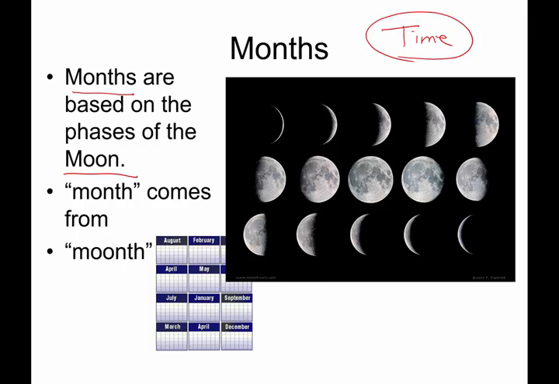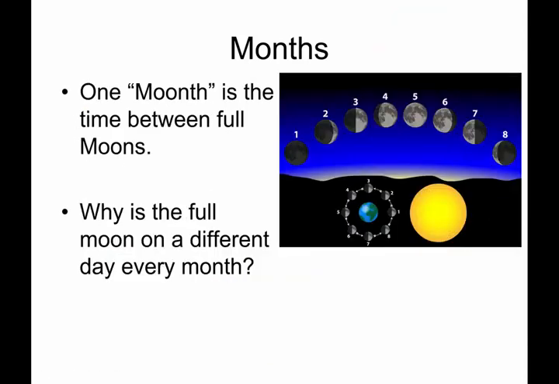As the moon goes through all of its different phases, that is basically one month. This concept of months has been a timekeeping device since forever. One month is basically the time between full moons. Historically, in ancient times, that's what it was, but it doesn't work out exactly cleanly. And that's why there is a full moon on a different day every single month on our civil calendars.